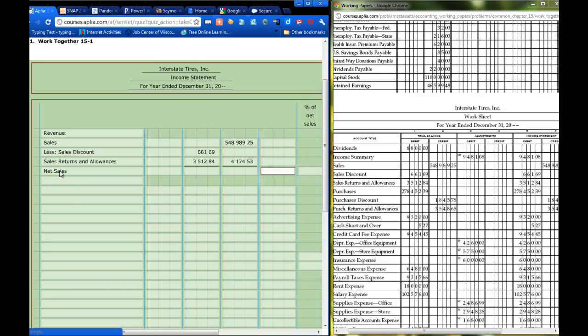So now, you will notice that this $4,174.53 is directly below my sales. What am I going to do with this $4,000? Add or subtract? So I'm going to take my value of sales, $548,989, and I'm going to subtract my $4,174.53, and the total is going to go in the right column, and that is my net sales. That is the total value of money coming into my business, taking off from it my returns and allowances and my discount. So my net sales is $544,814.72.